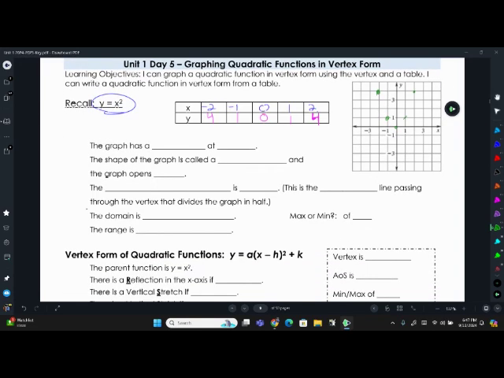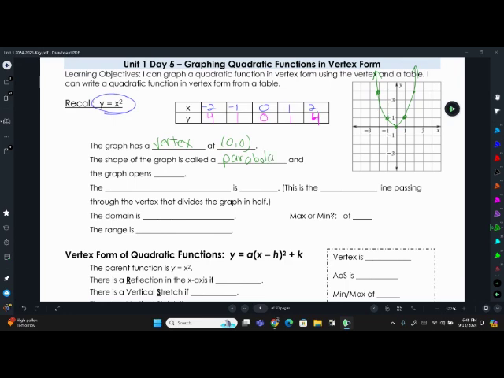So you see it doesn't make a V shape like the absolute value does. It makes more of a U shape because both sides go up quickly. It still has a vertex just like the absolute value ones. So it has a vertex at 0, 0. The shape of this graph is called a parabola.